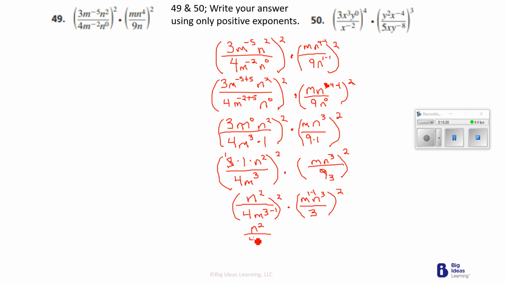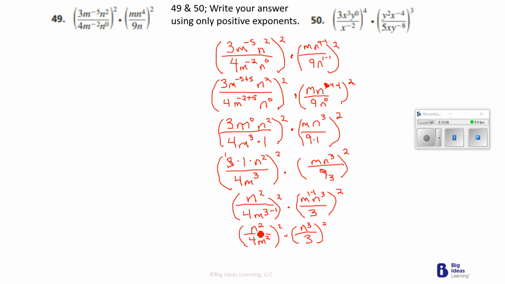over 4 times m to the second power, all to the second power, times, let's see here, well, the m is going to disappear here because m to the 1 minus 1 is 0, right? And anything to the 0 power is 1. So that's going to simply turn this to n to the third power, because anything times 1 is itself, over 3, all to the second power.